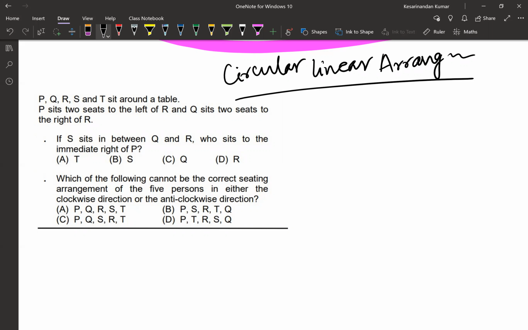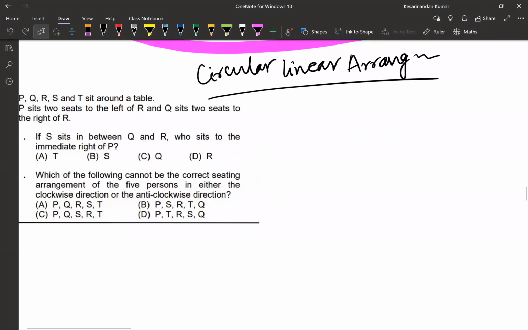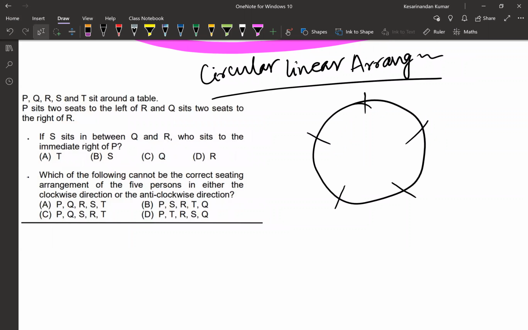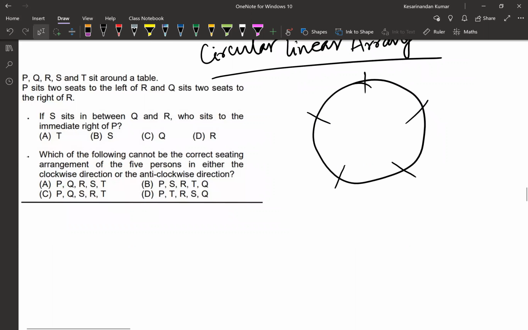PQRS and T sit around a table. So we have 5 people. The first thing you will do is draw a circle: 1, 2, 3, 4, 5. P sits 2 seats to the left of R. Now do one thing. P sits 2 seats to the left of R, and you have to draw that direction. You can use any notation. Some use letters, some use direction, anything.